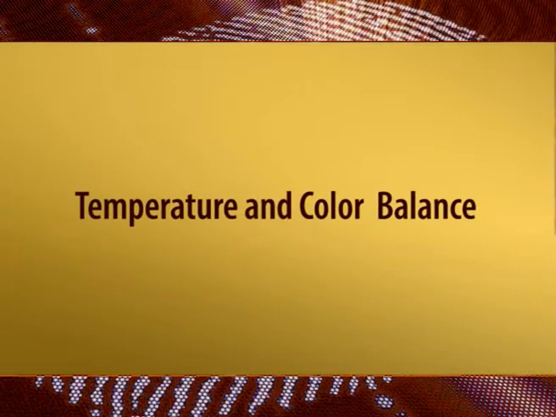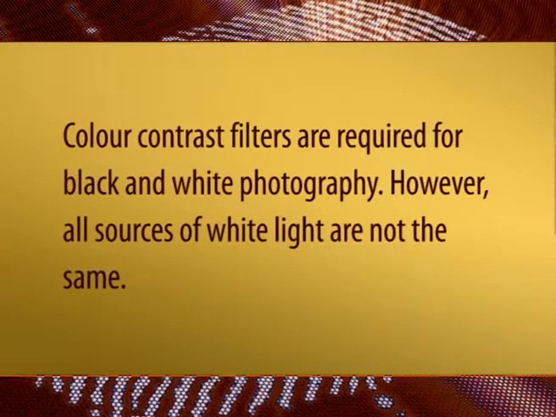Coming to temperature and color balance, it is well known that white light is made up of all seven colors of the visible spectrum. The color of the white light used in color photography is critical. Color contrast filters are required for black and white photography. However, all sources of white light are not the same. For example, the light given off by a candle contains a higher proportion of the longer wavelengths corresponding to yellow, orange and red color. Hence, the light appears yellowish or yellow-white.